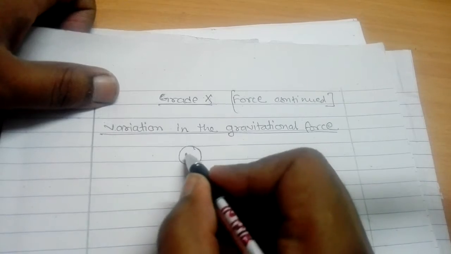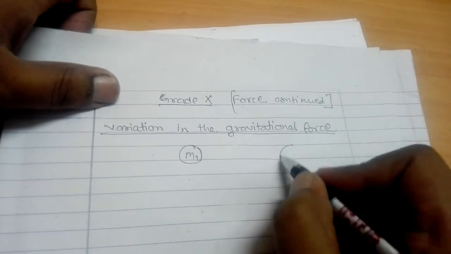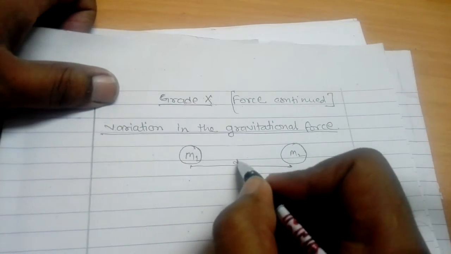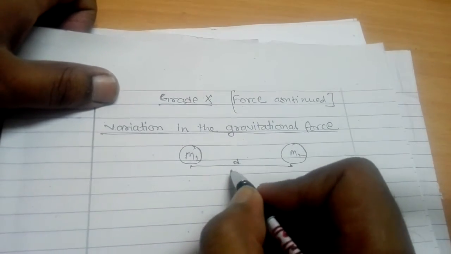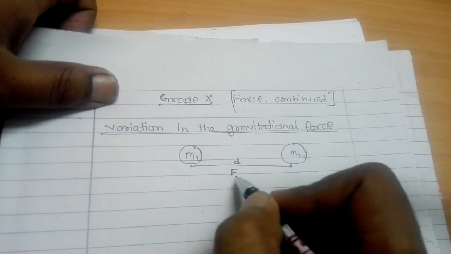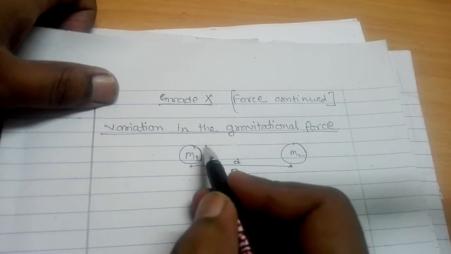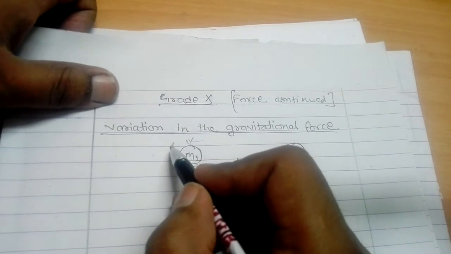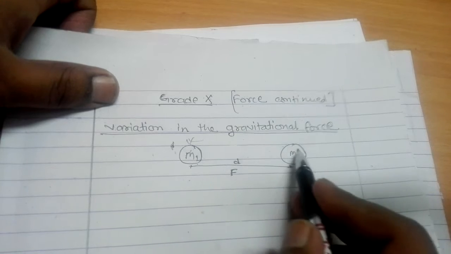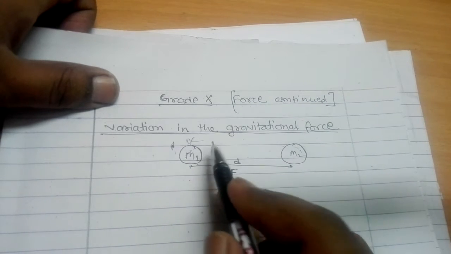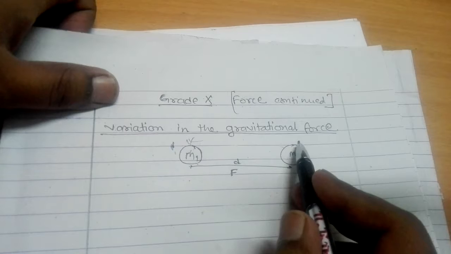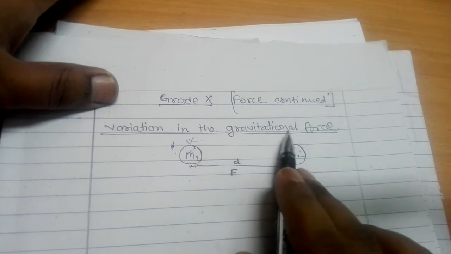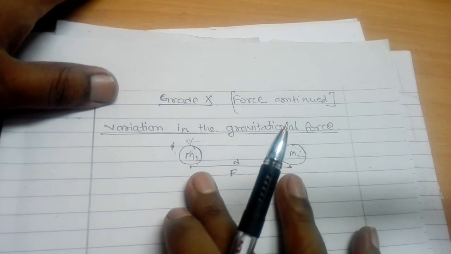Like here is a mass and here is a second mass, and they are kept separated by a certain distance, and in that case they will experience a certain amount of force, let that be F. Then what happens if you increase the mass of one object, or decrease the mass of one object, or increase the mass of both objects, or decrease the mass of both objects, or increase or decrease the distance between them? Will the gravitational force remain the same or different?